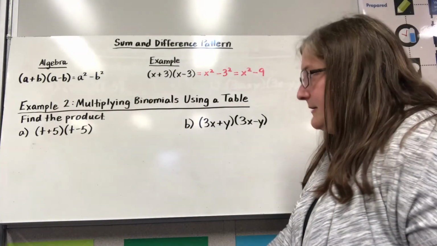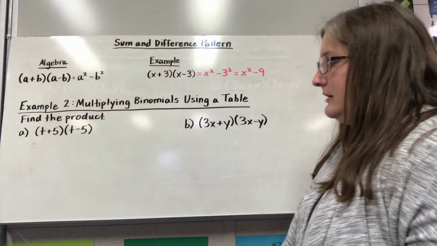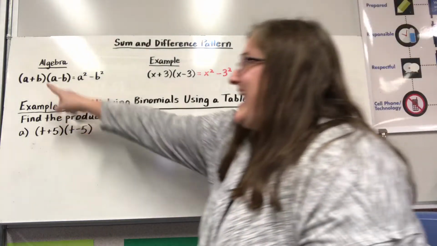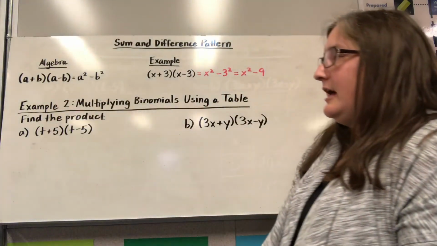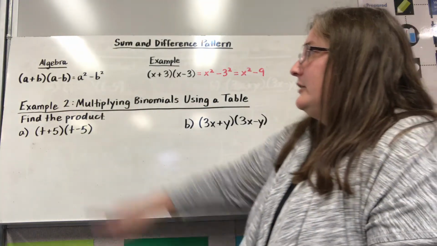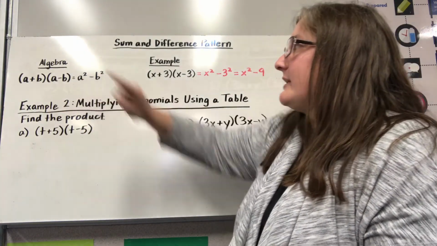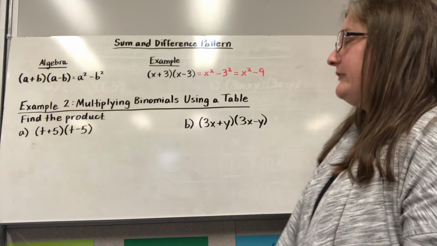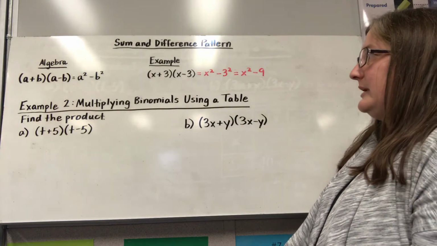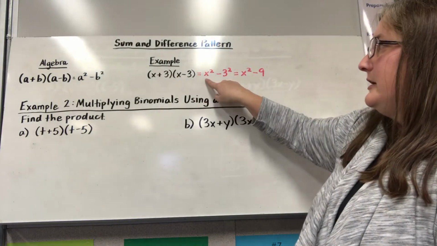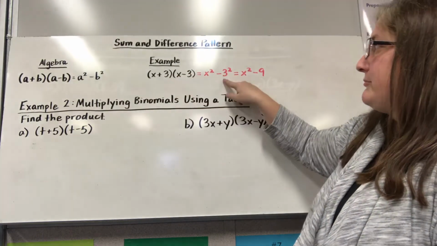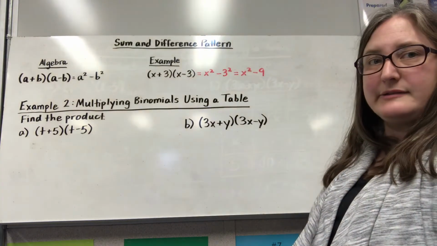Another pattern we see is if we are multiplying two terms that are being added and then the same two terms being subtracted. That will turn out to be the first term squared minus the second term squared. So if I have x plus 3 times x minus 3, it's going to be the first term, x squared, minus the second term, 3 squared, or x squared minus 9.